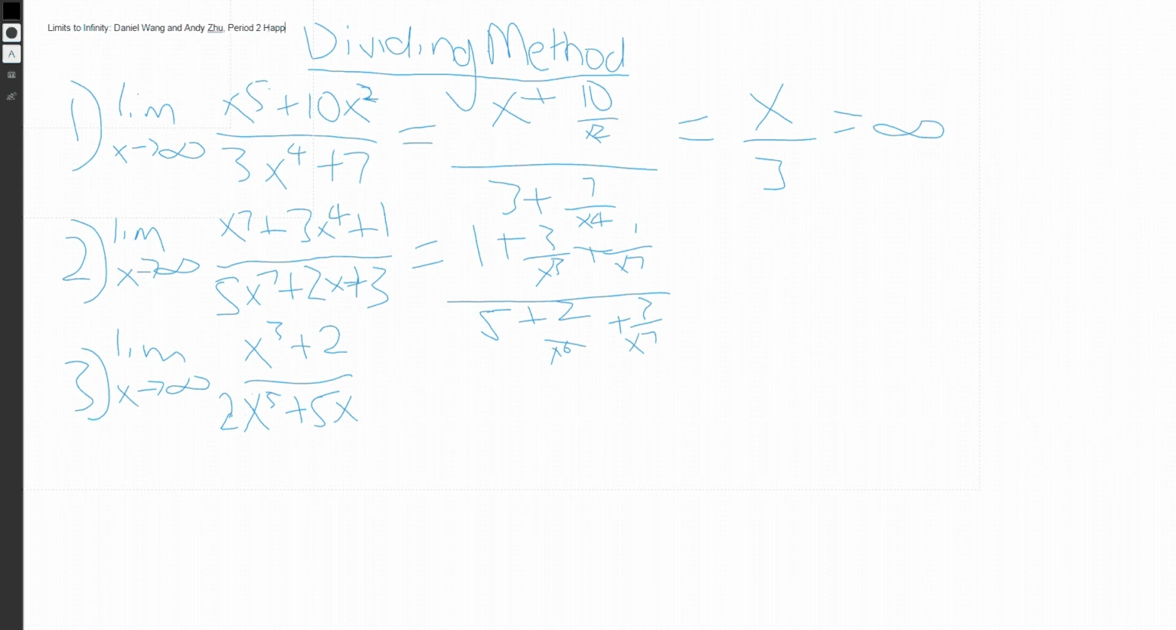As in example 1, 3 over x cubed, 1 over x to the 7th, 2 over x to the 6th, and 3 over x to the 7th all approach 0. So this is just 1/5.